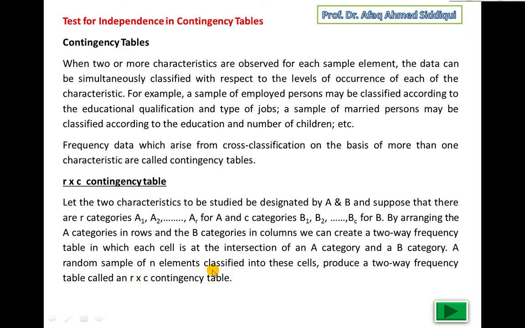A random sample of n elements classified into these cells produces a two-way frequency table called an R into C contingency table. Now we will construct the contingency table according to the two characteristics. Suppose you have two characteristics A and B. The subgroups of A, A1 to AR, we will represent in rows. The subgroups of B, categories B1, B2 up to BC, we will represent in columns.